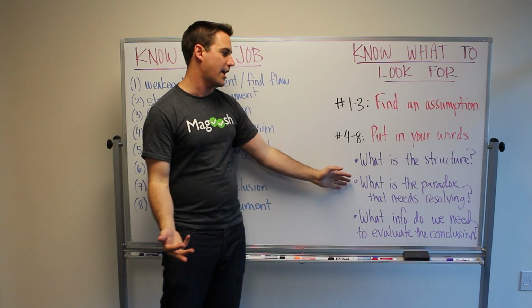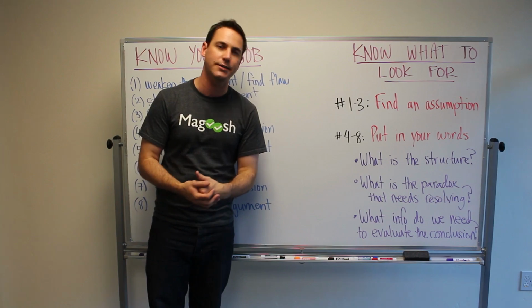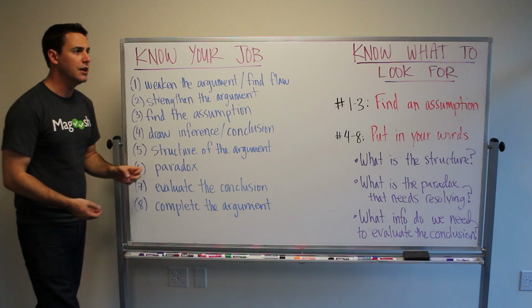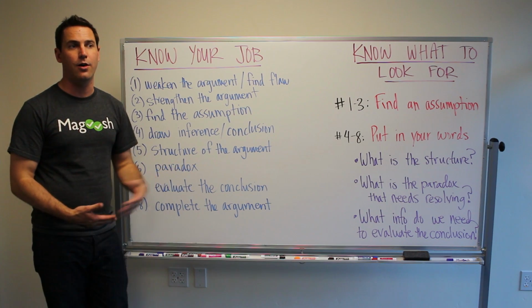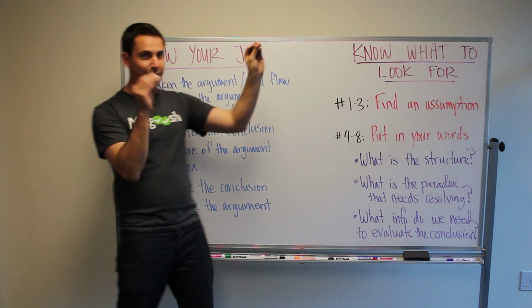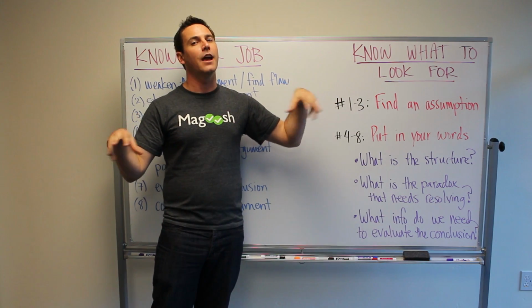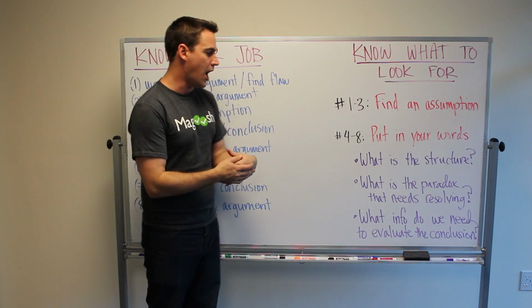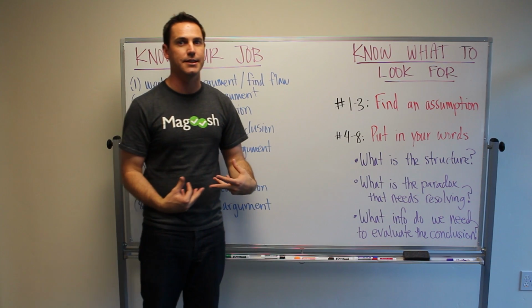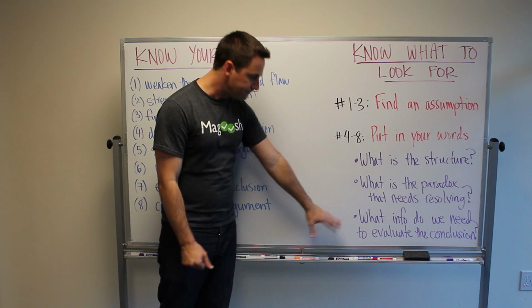Another thing that you should ask yourself is, what is the paradox that needs to be resolved? When you're dealing with this type of question, sometimes it can be confusing to figure out what exactly you're trying to resolve. So find those 2 conflicting pieces of information, and that's what you're trying to resolve. And put it into your own words. That's the key, because then you're really internalizing what you've been given.